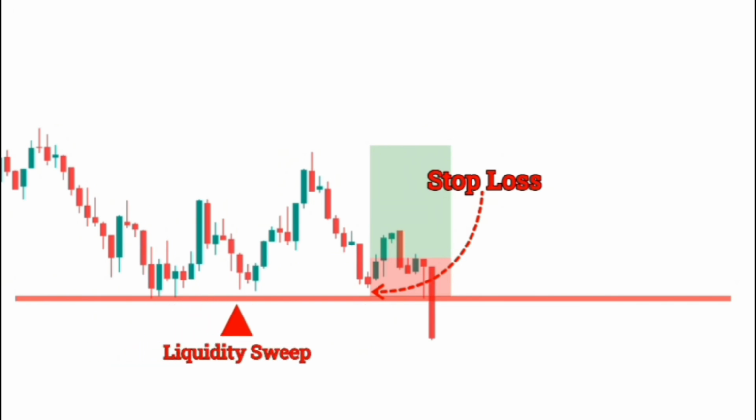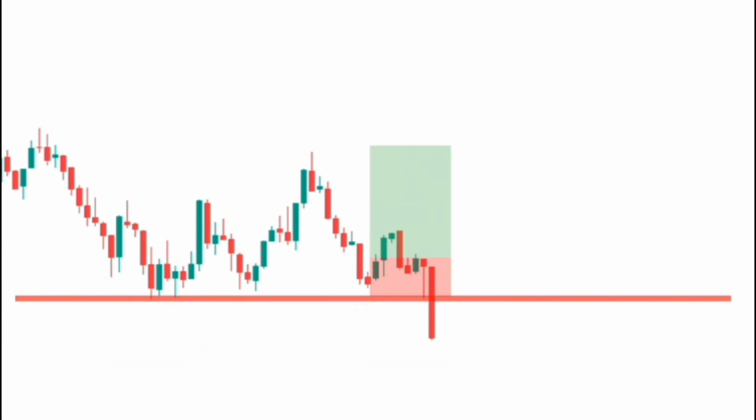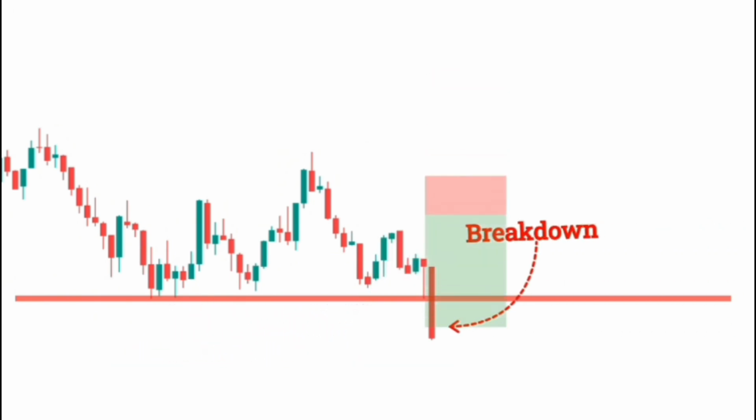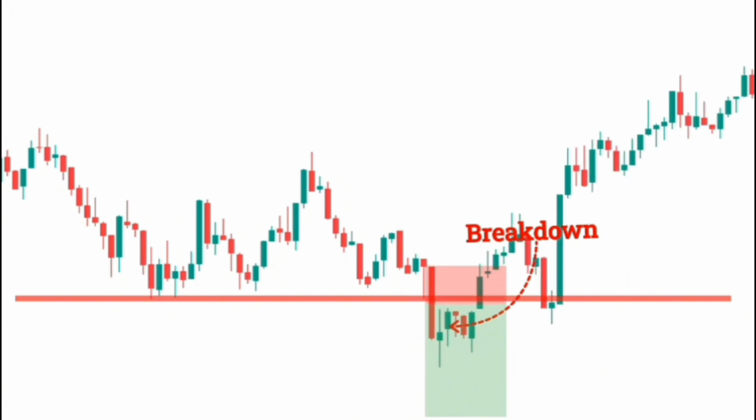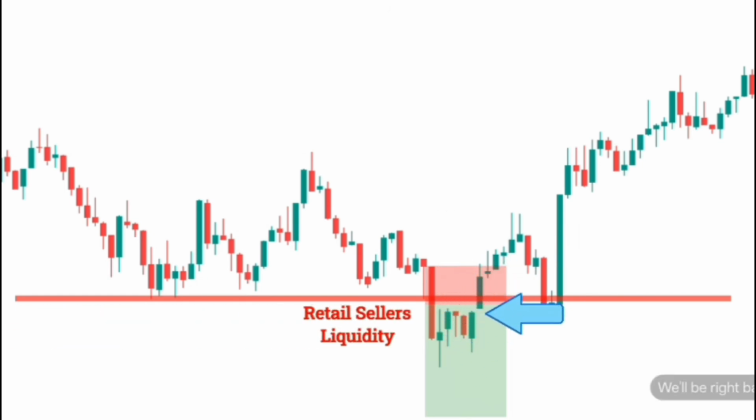The market suddenly makes a sharp move below the equal lows, triggering all those stop losses and absorbing the liquidity. Retail traders assume the support has failed and rush to sell. But at that exact moment, the market reverses sharply to the upside. This is called a liquidity sweep. A fake breakdown first, liquidity collection second, and then the real reversal begins.